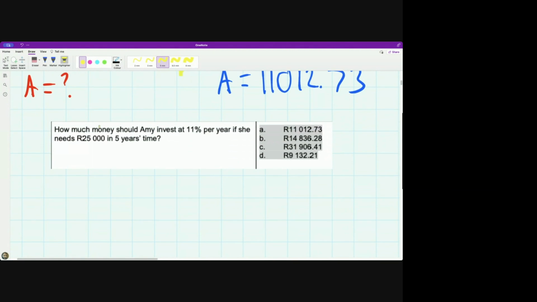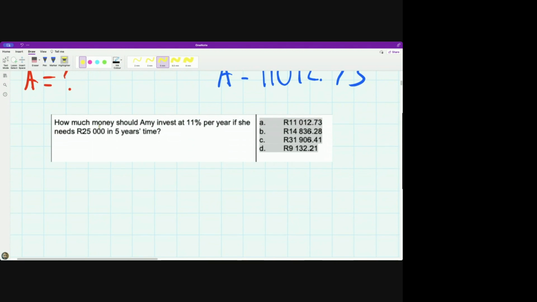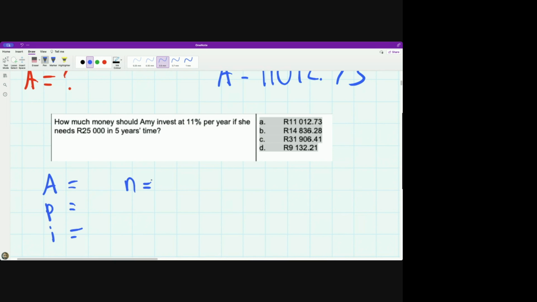Okay, now I'm going to let you fly solo on this one. It says, how much money should Amy invest at 11% per year if she needs 25,000 in 5 years' time? Before I let you get loose on this, tell me what you think A is, what P is, what I is, what N is, and then I'll let you have a go at the question.